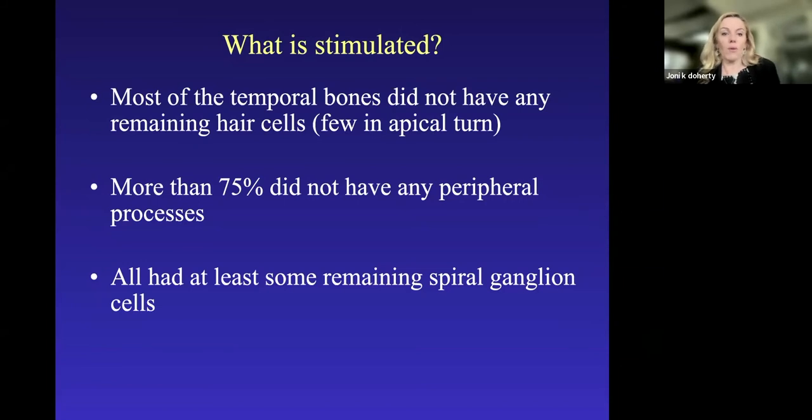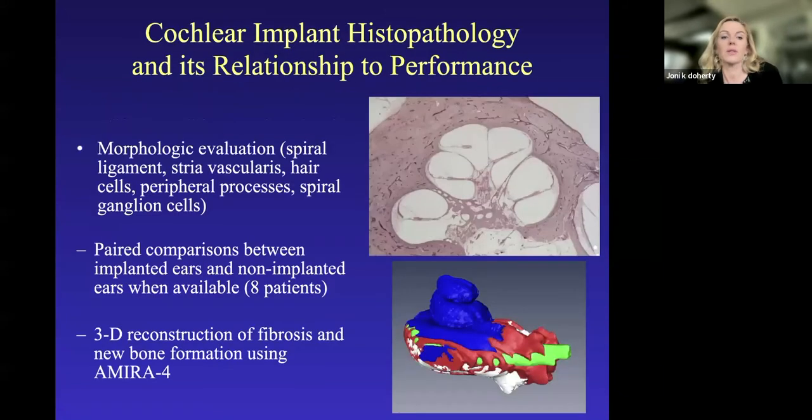So what is being stimulated? Most of the temporal bones with cochlear implants that we looked at did not have any remaining hair cells. Some had a few in the apical turn. More than 75% of the bones did not have any peripheral processes, so no neurites, dendrites. All had at least some remaining spiral ganglion cells, but some had very few. So we wanted to correlate this.